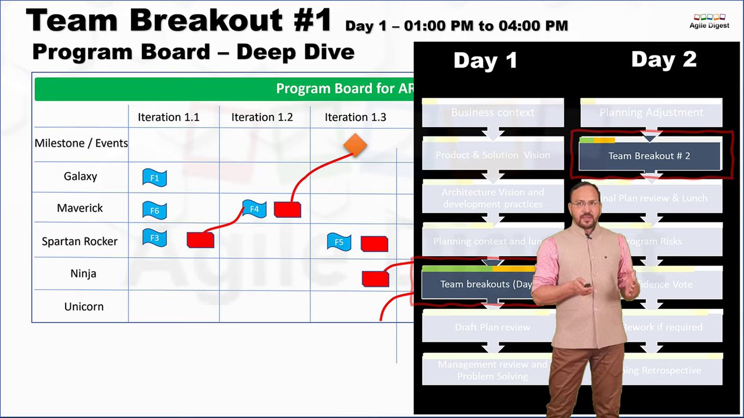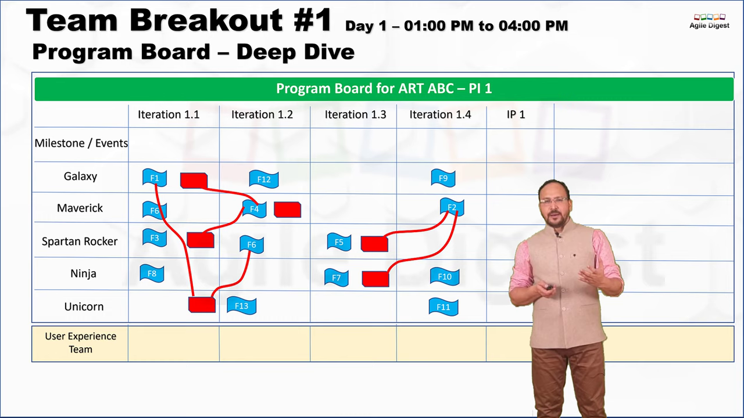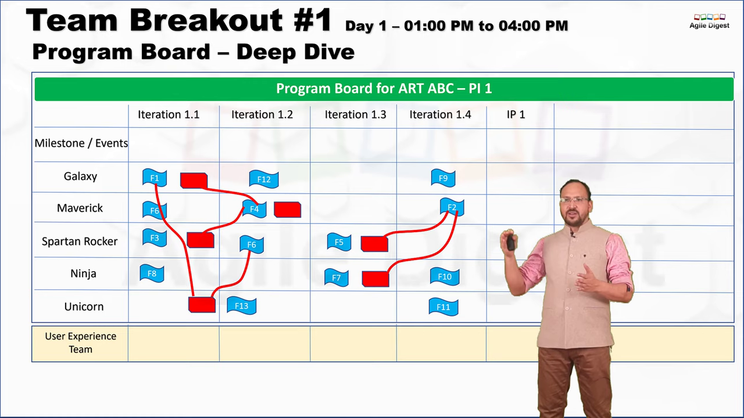Okay, so let's try to understand these features. Sometimes a feature does not have any red string attached. What does that mean? In your program board, you may have other dependent or cross-functional teams. Let's assume these are the different teams we have: Galaxy, Mavericks, Spartan, Rockets. These are different names of the teams. Each team is working on multiple features. A few of them have dependencies, a few don't.